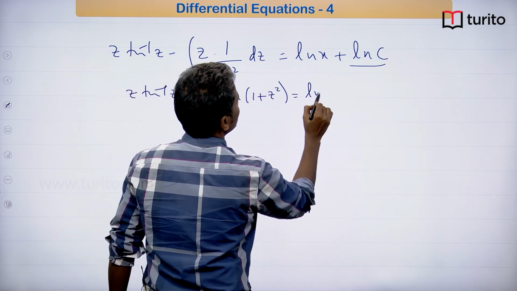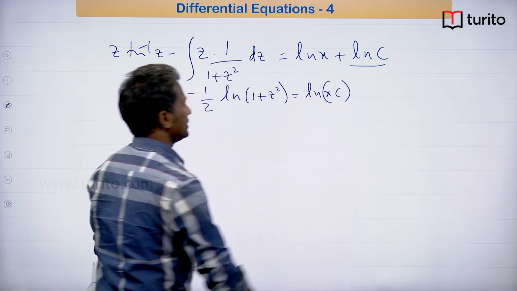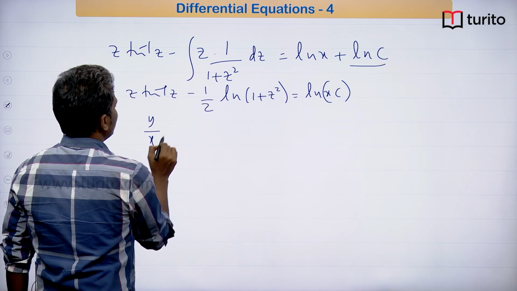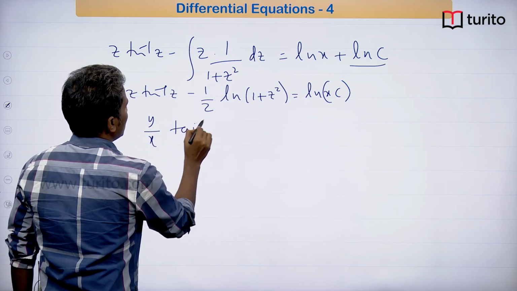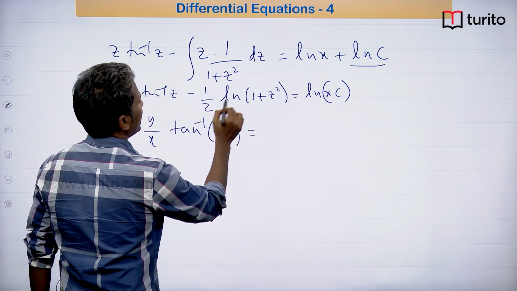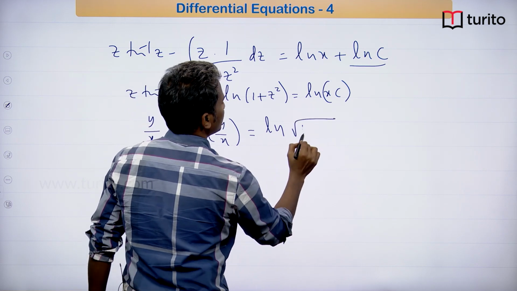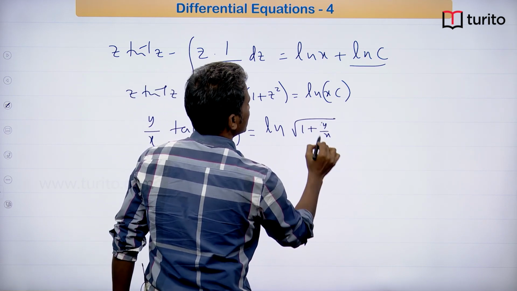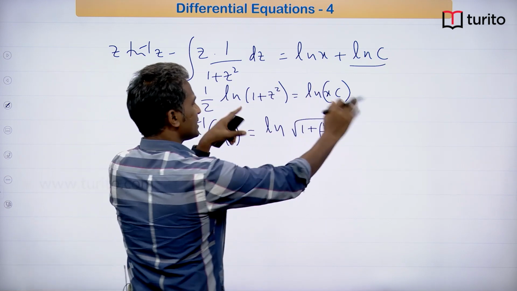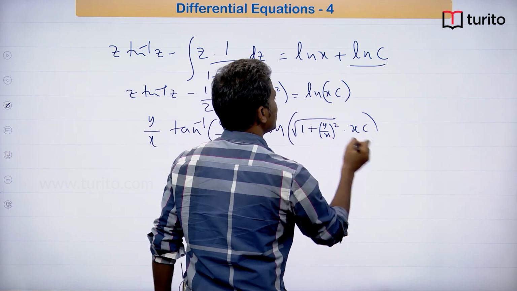This must be equal to log x, and when we combine both of them, log of x into c. So I am substituting y by x for z, and at the same time I am also simplifying. When I take the 1 by 2 to here, we will get log of root of 1 plus y by x whole square. I have taken this to RHS also. At the same time I am combining with this, so it becomes x into c, right?